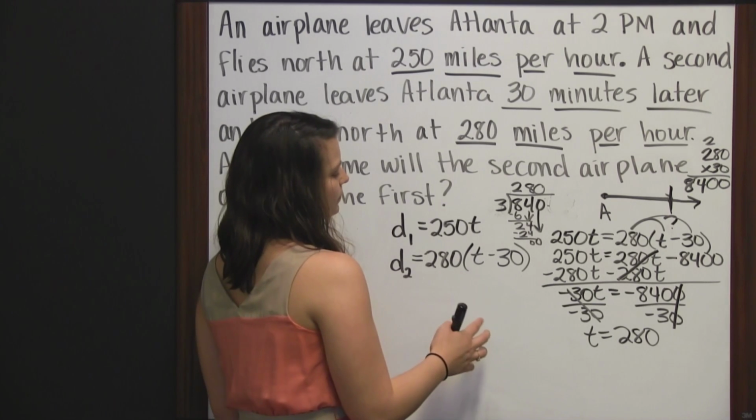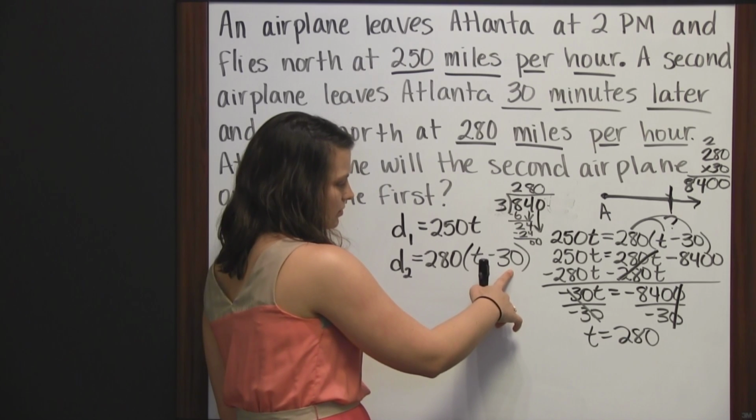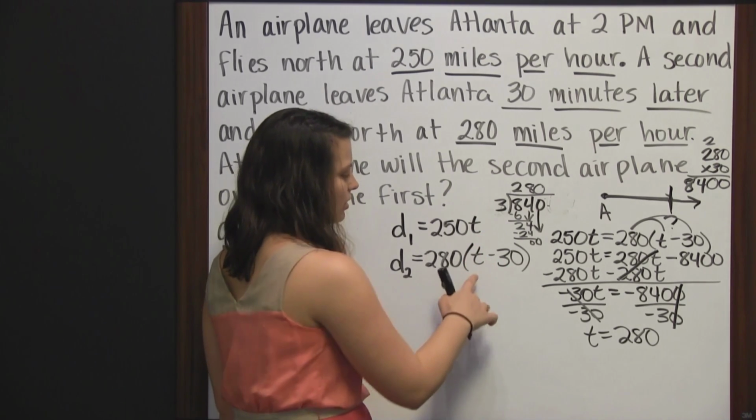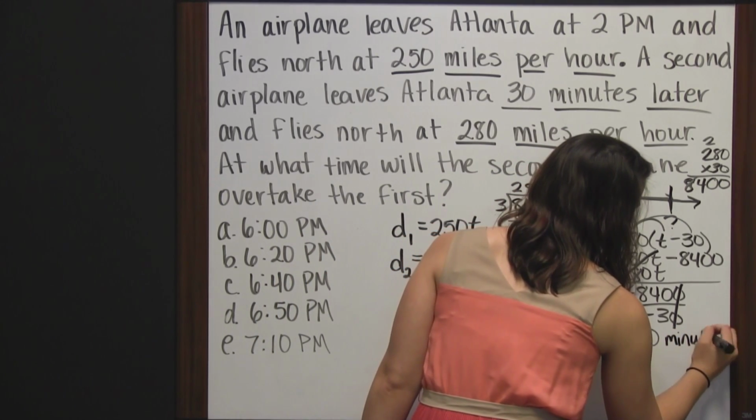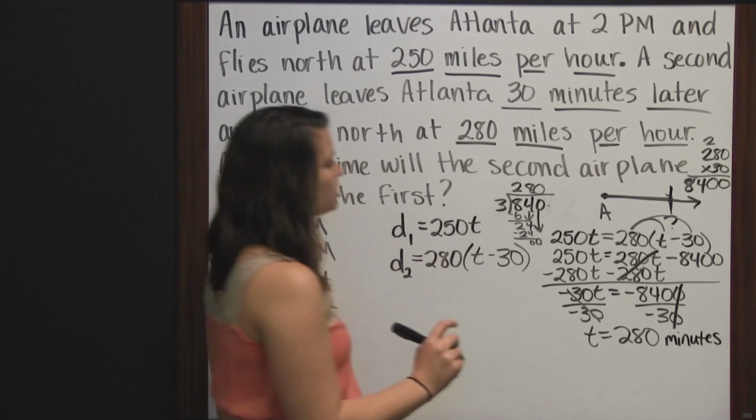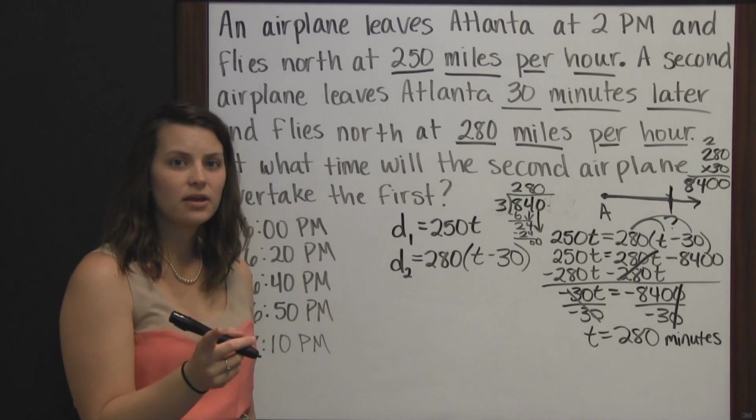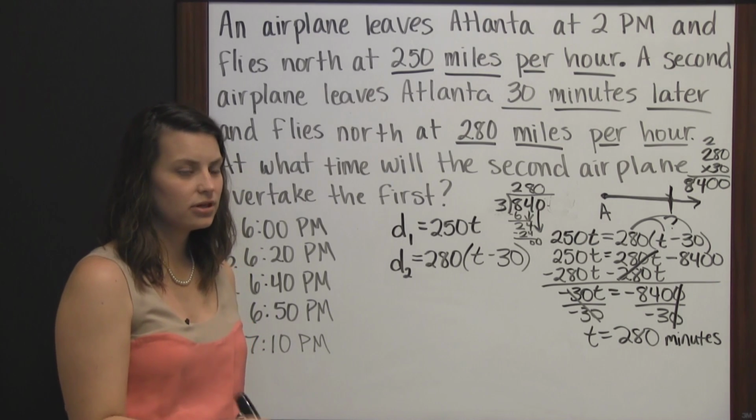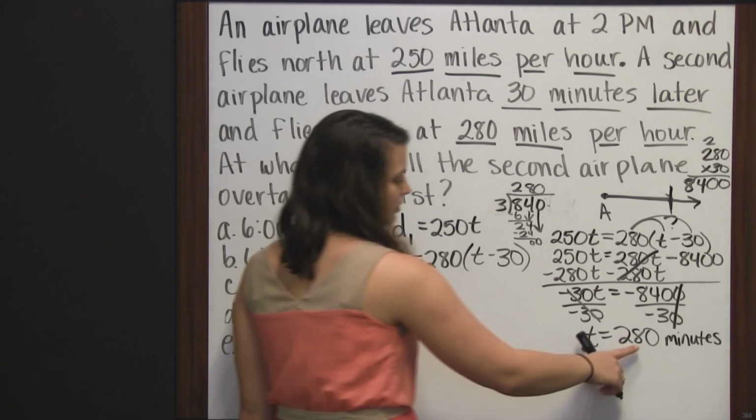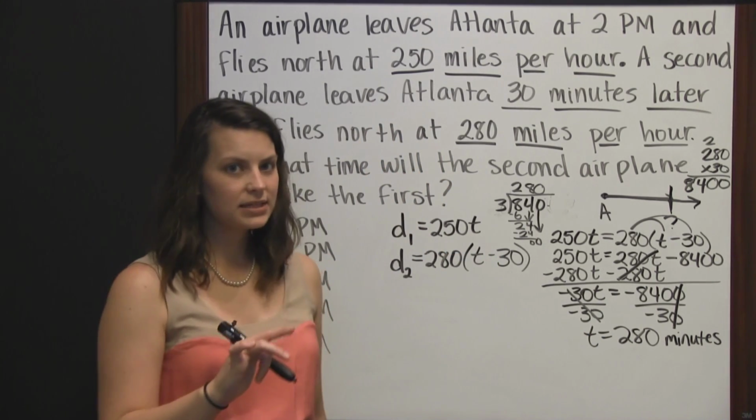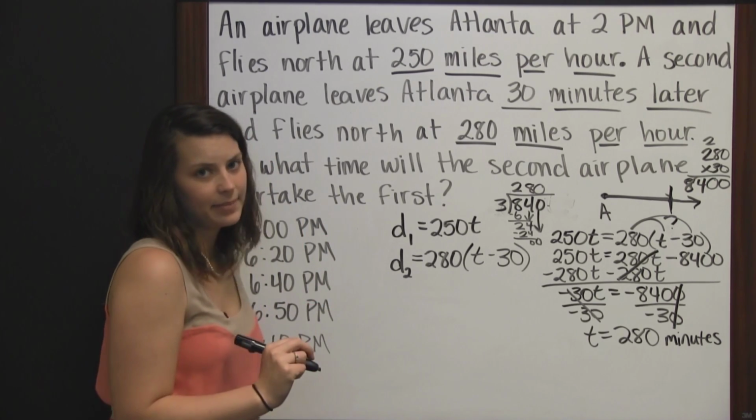Well, if you'll recall, we did t minus 30 minutes. So that would mean that these t's are in minutes. So we just found how many minutes the first plane would have been flying when the second plane overtook it. So we need to first convert these minutes into hours and minutes so that we can then find what time it was when that happened.